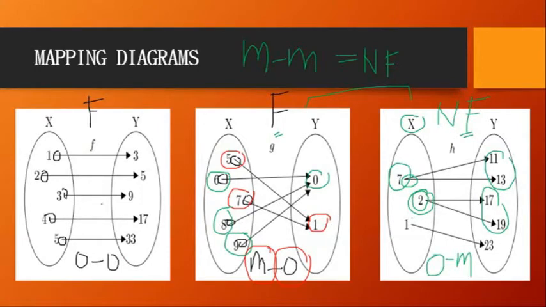So, tandaan nyo lang po yan. Again, one-to-one and many-to-one, this is a function. One-to-many and many-to-many, relation lang yan, but they are not functions. Okay? So, yun lang po for mapping diagram.